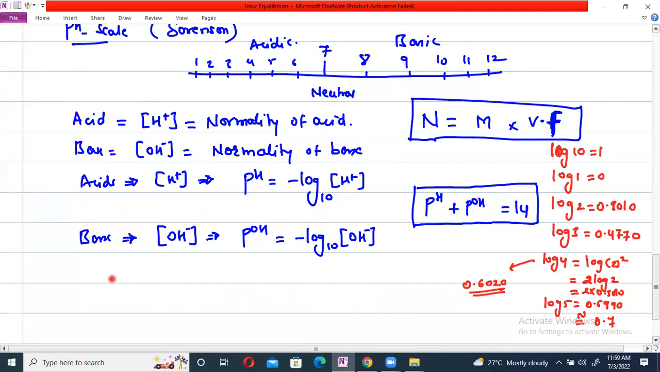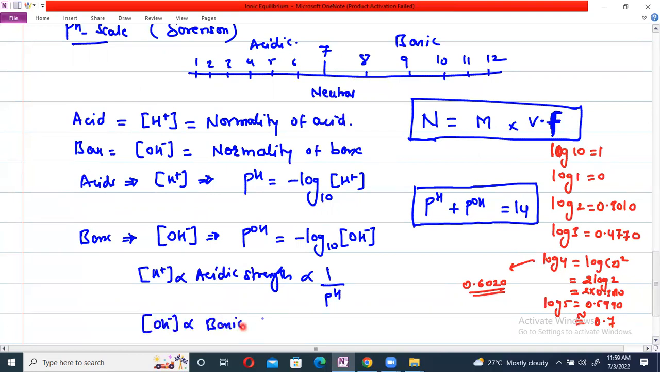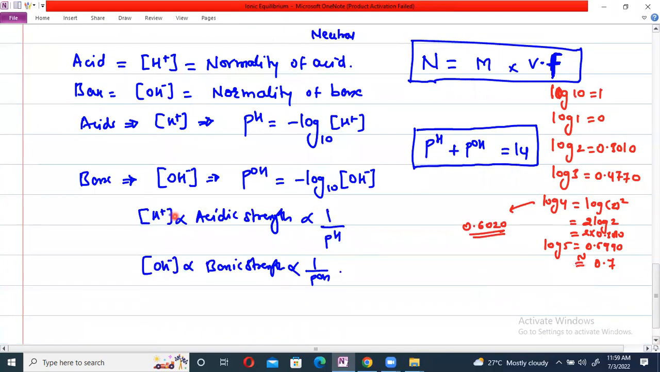One more important point is that as the concentration of H plus ion increases, because we know the concentration of H plus is directly proportional to acidic strength, which is inversely proportional to the pH. At the same time, the concentration of OH minus ion is directly proportional to the basic strength, which is inversely proportional to pOH. So we can say now, as the concentration of H plus increases, acidic strength increases, but pH decreases. Lower the pH, greater the acidic strength. Lower the pOH, greater the basic strength.